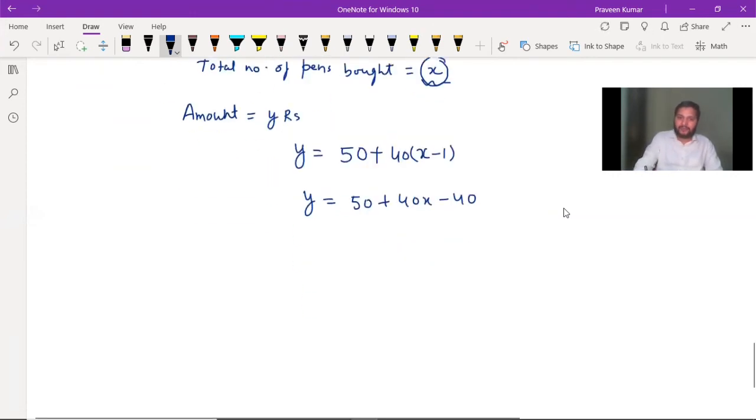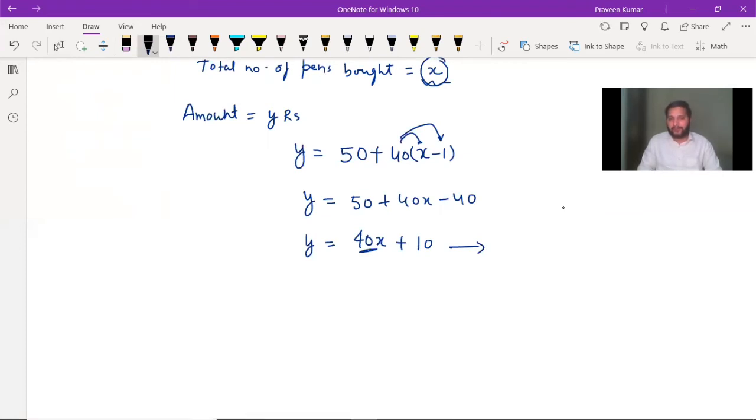By multiplying this 40 to both of these using the distributive property, y will become 40x plus 10. This 40 represents the price of every pen after getting the first pen. Okay. So this is the particular form. We will study the slope intercept form. Before that, let us try to introduce what you understand by slope.